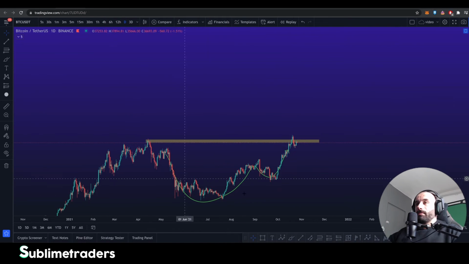So back on the daily, we have this formation. We will be measuring the furthest point in this cup and handle, and we will be plotting this around here. Let's say the price will break around here. Let's try to be a bit more precise, okay?